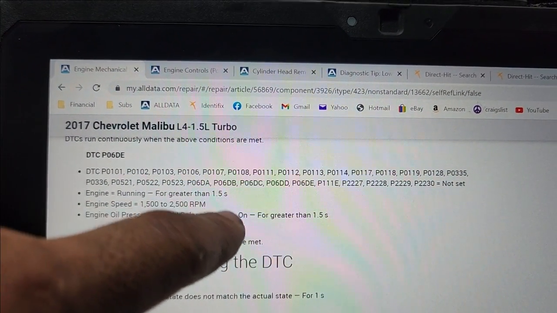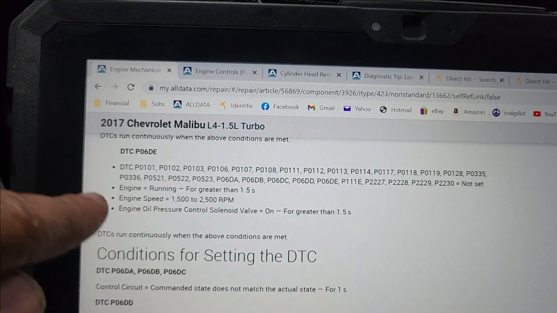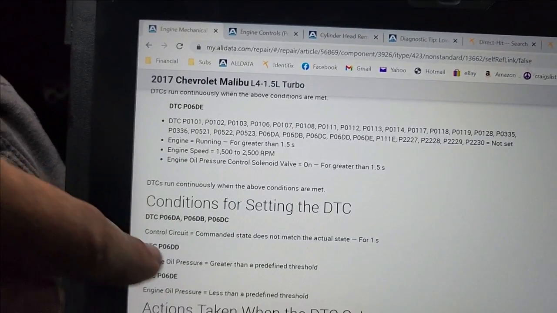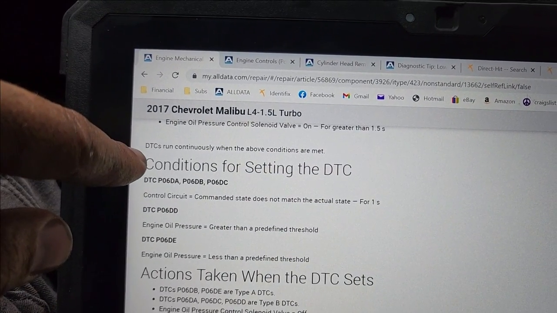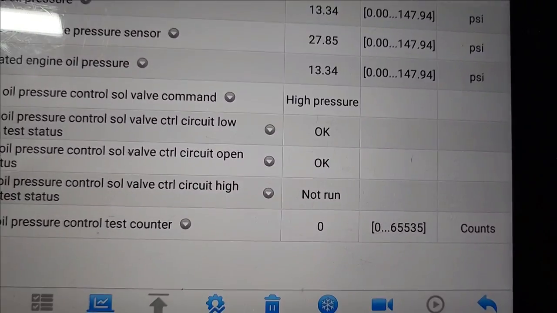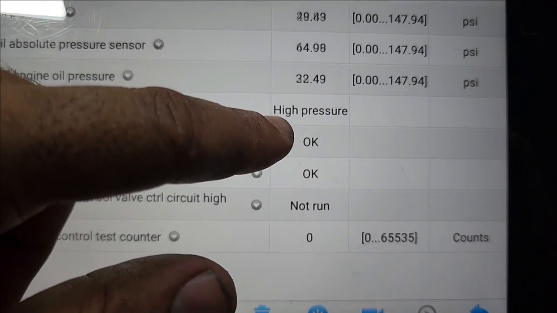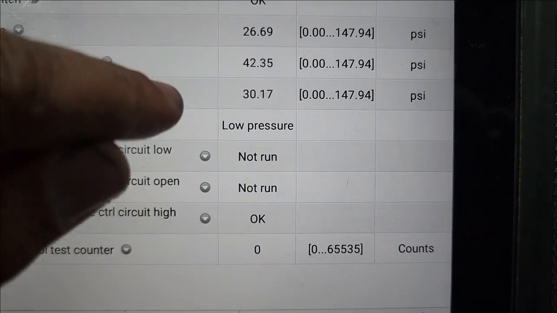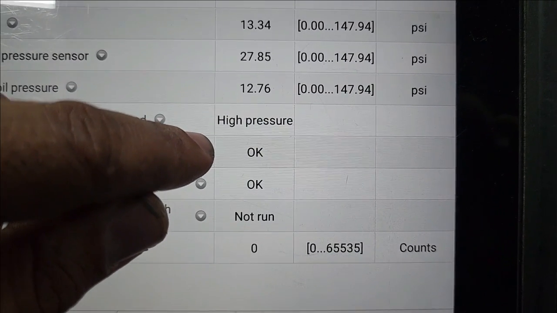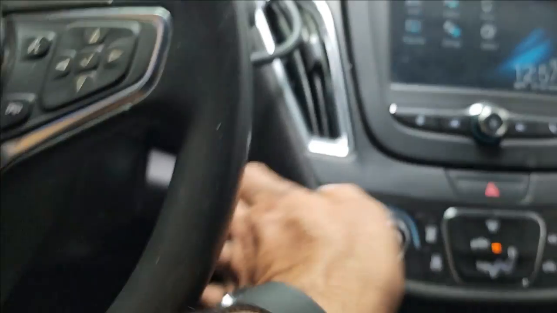Engine running for greater than 1.5 seconds, engine speed 1500 to 2500 RPM, 2500 of course. Engine oil pressure control solenoid valve on for greater than 1.5 seconds. So it should stay on. You see how I think the low is the on. Now you see how it stayed. Was that at 1.5 seconds? This one, I think that's what triggers the code.